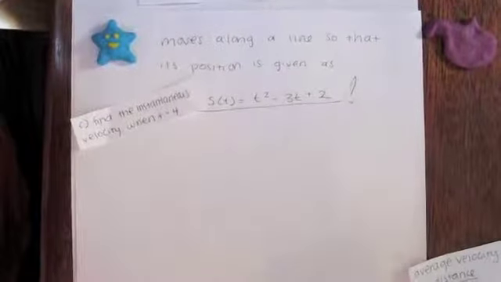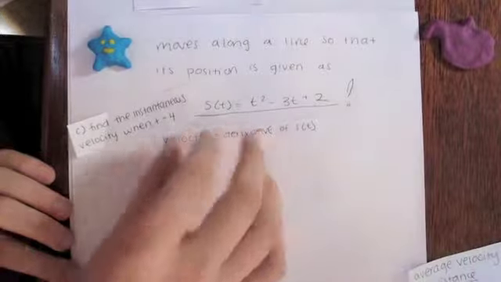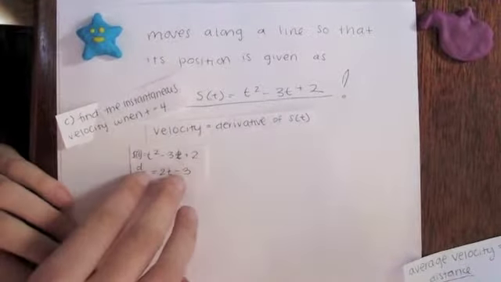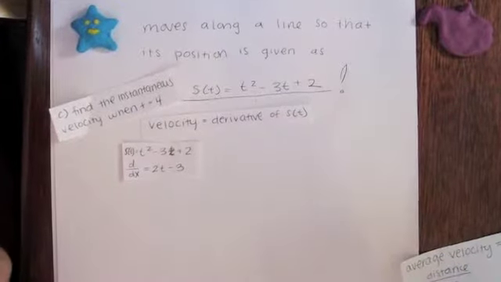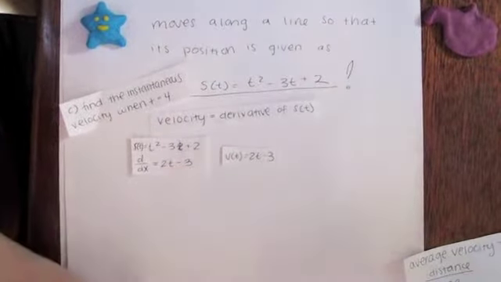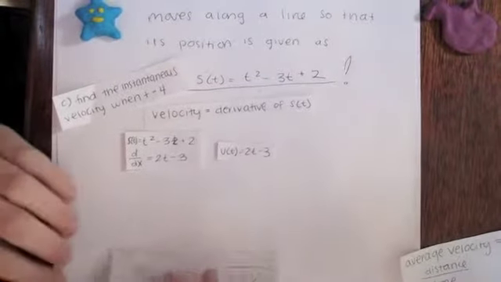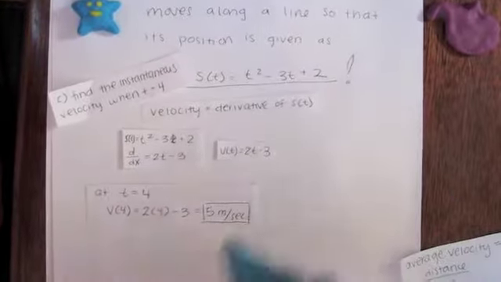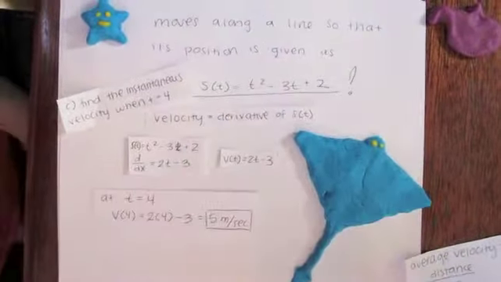Say you have the position equation t squared minus 3t plus 2, and you're trying to find the instantaneous velocity at 4. Well, velocity is the derivative of the position graph, so you take the derivative of the position equation, and you get 2t minus 3. To get the instantaneous velocity, you plug in 4 for t, and end up getting 5 meters per second.